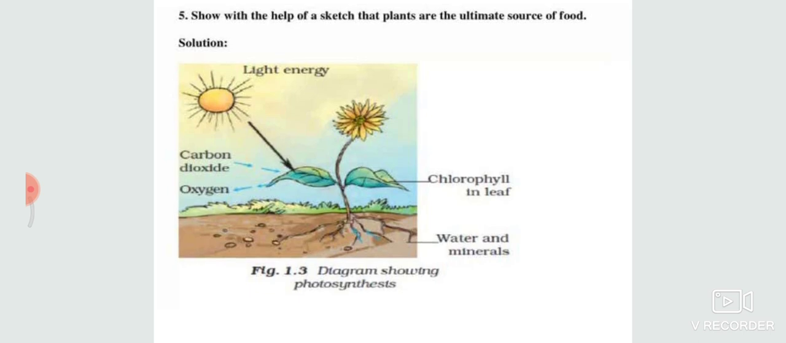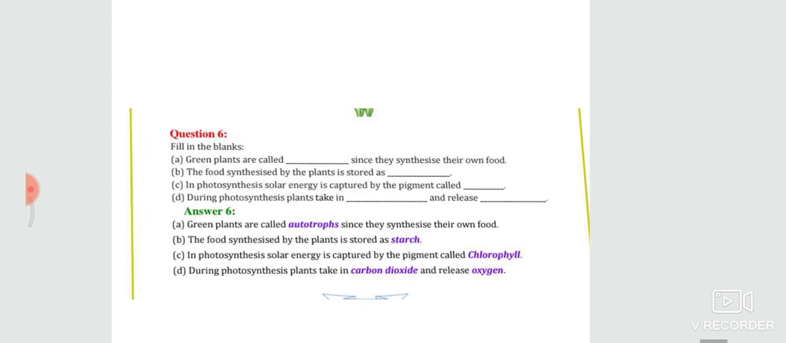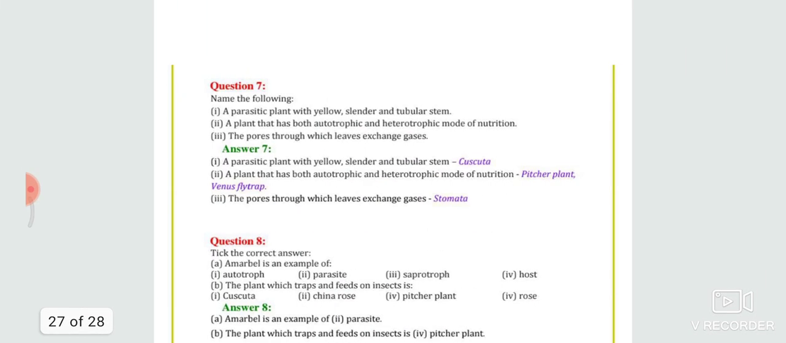Okay, students, so these are the fill in the blanks. Green plants are called dash since they synthesize their own food. They are called autotrophs. B: the food synthesized by plants is stored as starch. Third: in photosynthesis, solar energy is captured by the pigment called chlorophyll. During photosynthesis, plants take in dash and release dash. So what do they take in? Carbon dioxide. And what do they release? Oxygen.